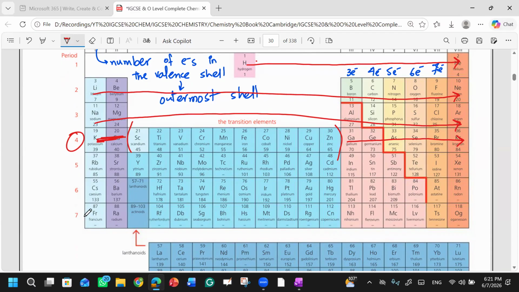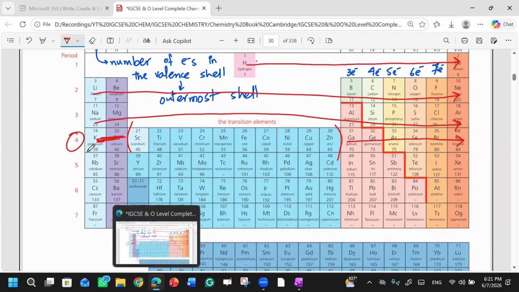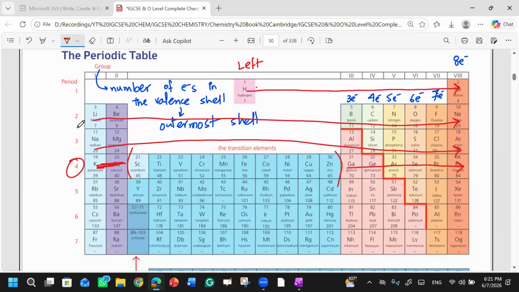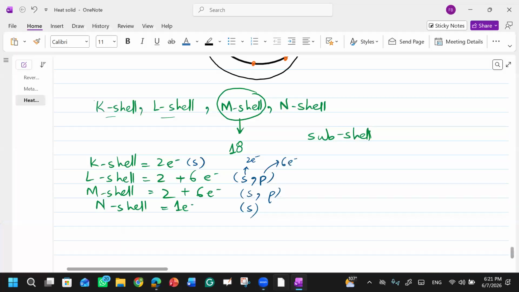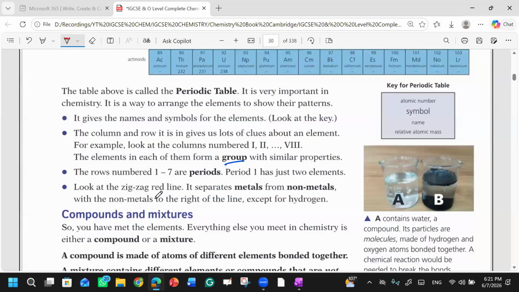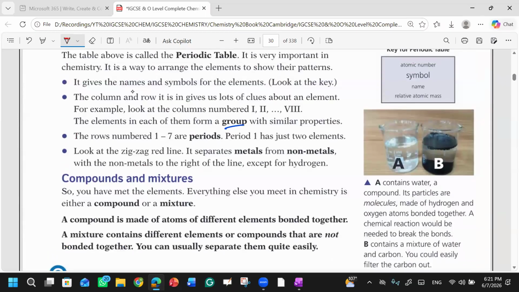Then this is group 5, group 6, group 7. So these are periods: period number 1, period number 2, 3, 4, 5, 6 and 7. Now they have mentioned that the column and the row give us lots of clues about an element. For example, look at the columns numbered 1, 2, 3 and so on. The elements in each of them form a group with similar properties.